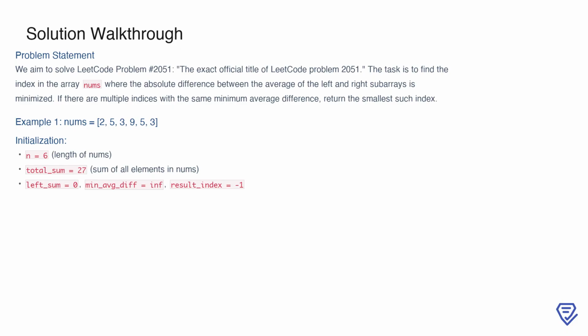For example, when nums equals [2, 5, 3, 9, 5, 3], we initialize some variables to help us solve the problem. n, which is the length of the array, is 6. total_sum, representing the sum of all elements in nums, is 27. left_sum, which will track the cumulative sum of the left subarray, starts at 0. min_average_diff, which keeps track of the smallest average difference, starts at infinity, and result_index, which stores the index with the minimum average difference, starts at -1. These initial values set the foundation for iterating through the array to calculate the required averages and differences step by step.